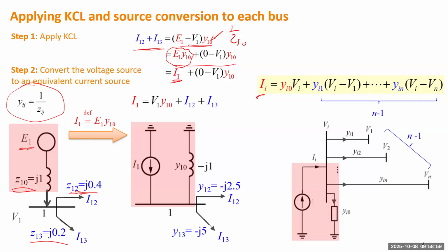So this is what we did: step 1, using Kirchhoff's current law, and second, changing the voltage source to the current source. This is a very important step. Starting from there, in the next lecture, we'll talk about how to construct the model of a power flow. Okay, so I'll stop here and we'll continue on Friday.